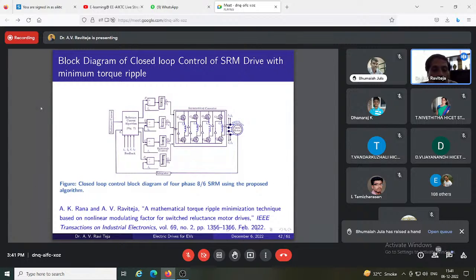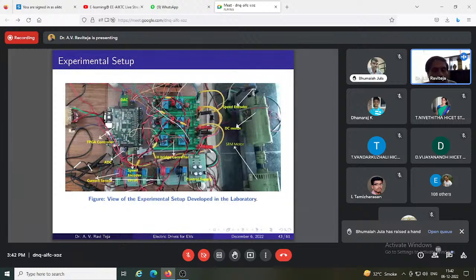of this algorithm, where we are trying to control the SRM based on the current references generated from the previous phase winding. We are sensing the speed, and we also give the reference current. There is a torque ripple and reference current algorithm which we have discussed. Based on the current feedback, it will generate gate pulses for the asymmetrical converter.